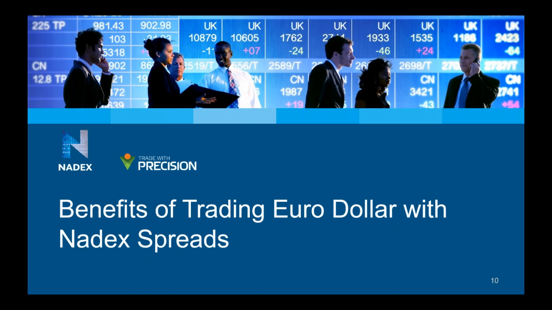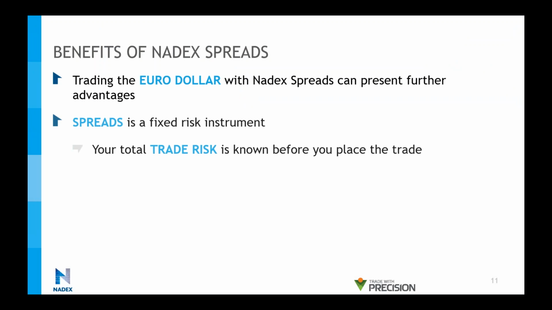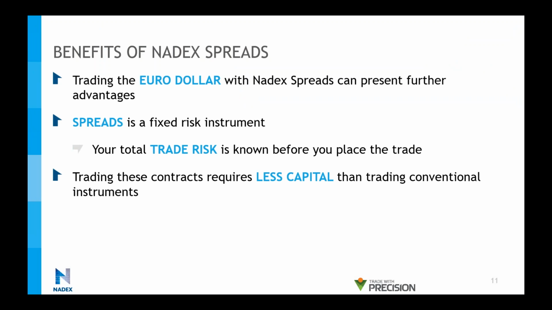So what are the benefits of trading euro dollar using Nadex spreads? Trading the euro dollar with Nadex spreads can present further advantages because the spread here at Nadex is a fixed risk instrument. True for all contracts tradable here at Nadex, and this is one of the biggest benefits that I see trading Nadex contracts. You always know the risk that you take when you open a position up front. In the deal ticket, you immediately see how much money you can lose if you were to submit that order right now. You know that risk up front, and there can be no nasty surprises.